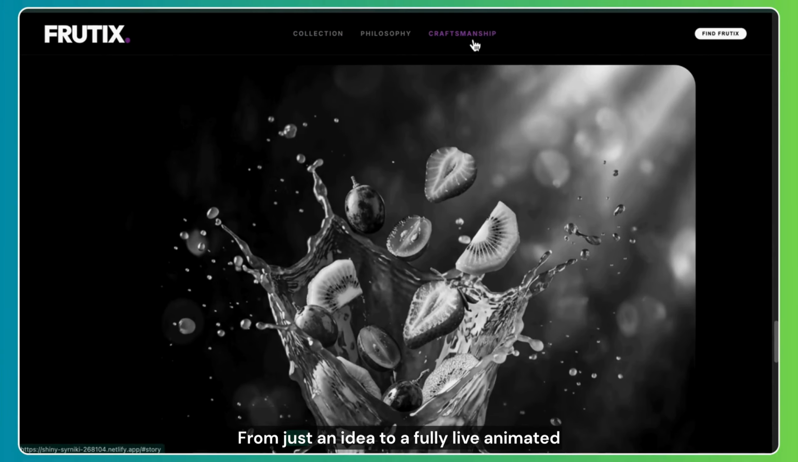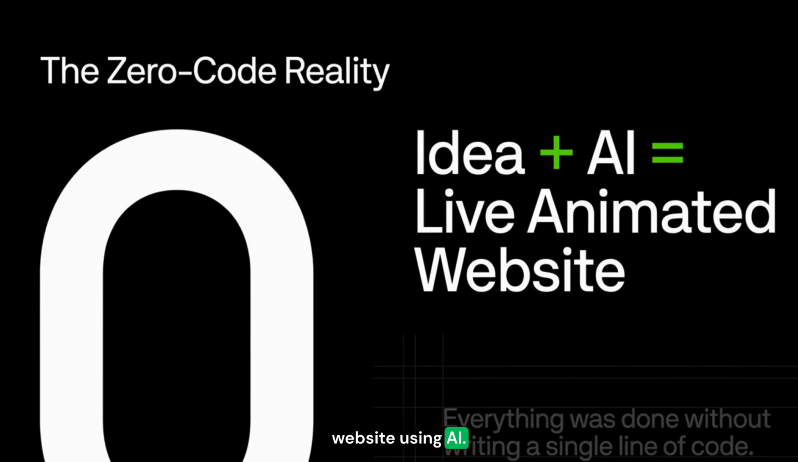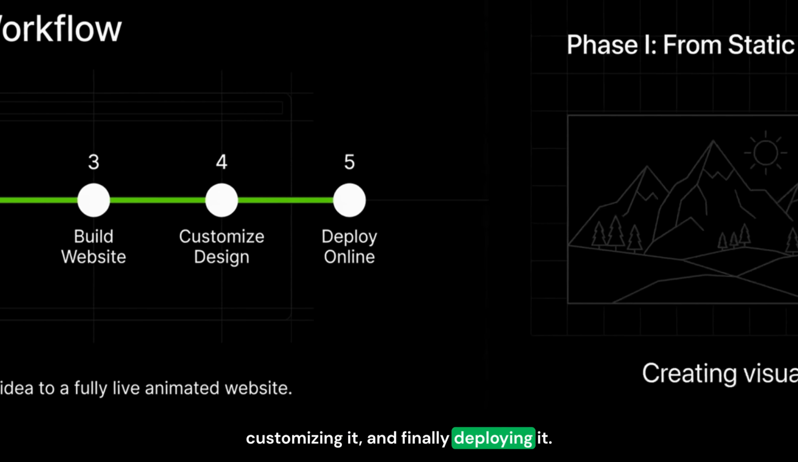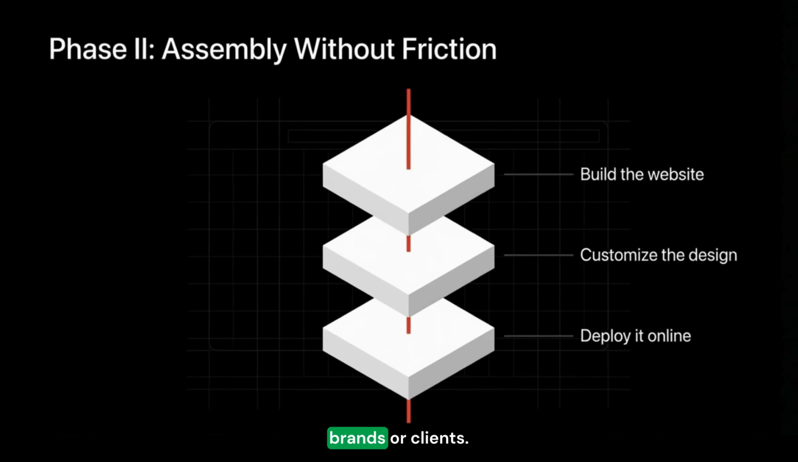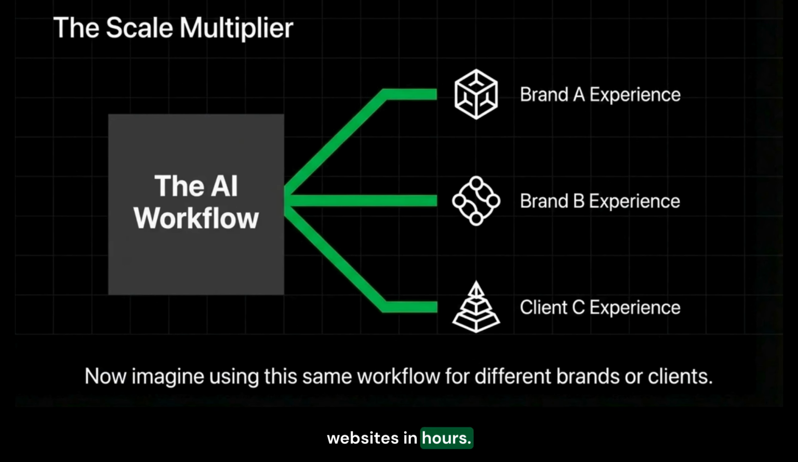And that's it. From just an idea to a fully live animated website using AI. You saw the full process, creating visuals, turning them into videos, building the website, customizing it, and finally deploying it. Now imagine using the same workflow for different brands or clients. You can literally build high-quality websites in hours.